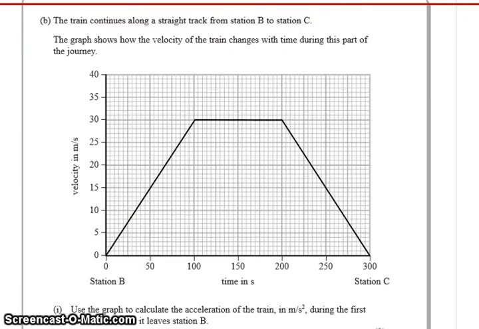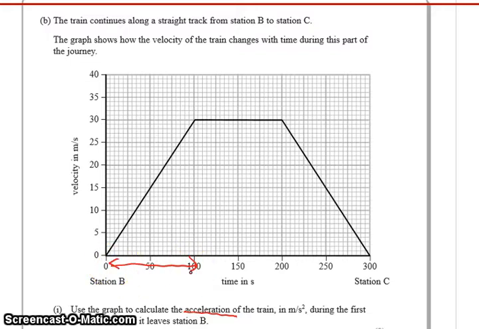So the train continues along the track from station B to station C, and the graph below is a velocity time graph showing how the velocity changes with time for this part of the journey. Now you're being asked to calculate the acceleration of the train during the first 100 seconds, so just in this period that I've labelled there.